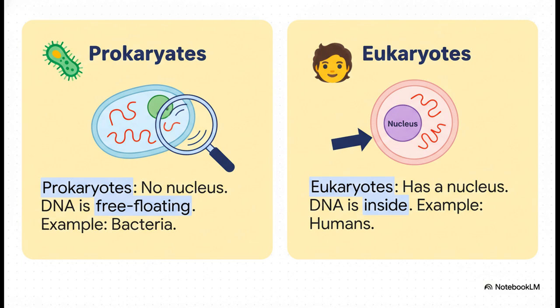First, you've got prokaryotes. Think bacteria. They're pretty simple. Their DNA just kind of floats around freely inside the cell. Then you have eukaryotes. That's us and plants and animals. Our cells are more complex. They have a nucleus, which is basically like a tiny safe that holds and protects all our DNA. And trust me, that one little difference, having a nucleus or not, is a huge deal in the story of life.